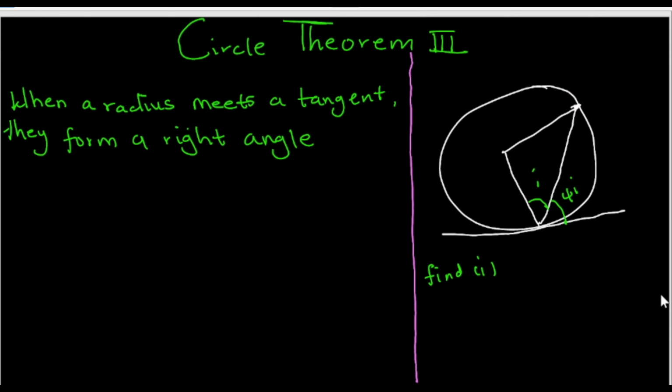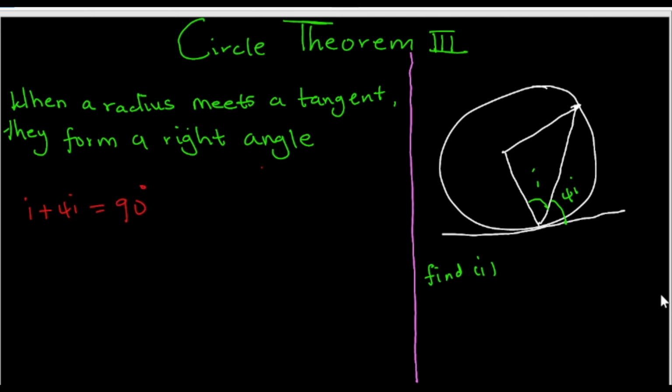So look at this one. We have our tangent and our radius, and we have the values i and 4i, and we're asked to find the value of i. So let's work it out here. If we're trying to find i, remember this whole part is 90 degrees because a radius and a tangent form 90 degrees. So that means i plus 4i equals 90 degrees.